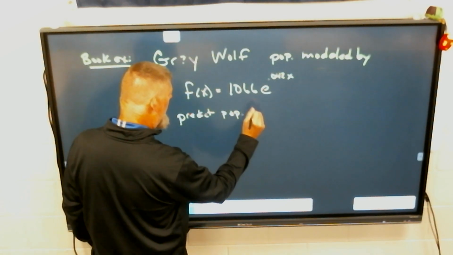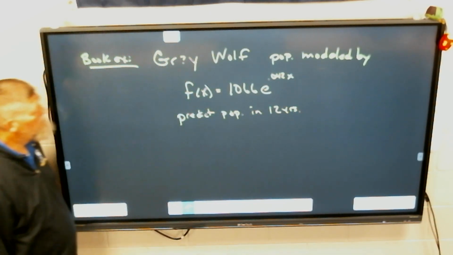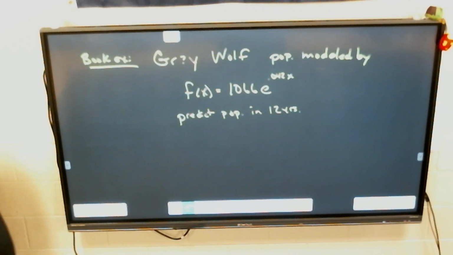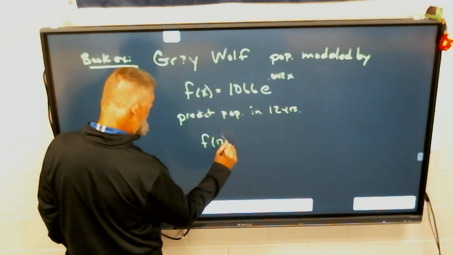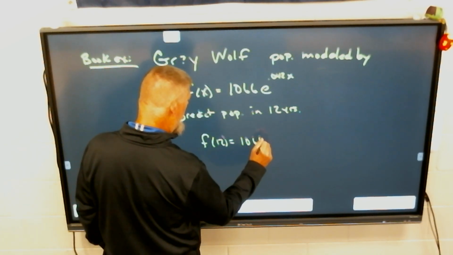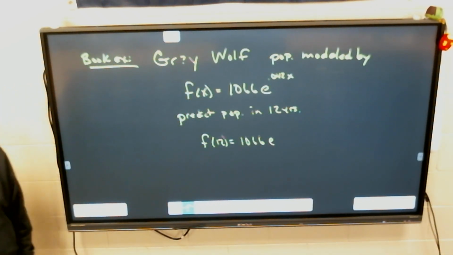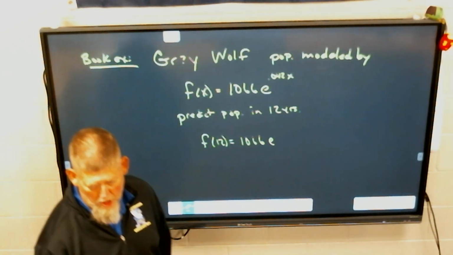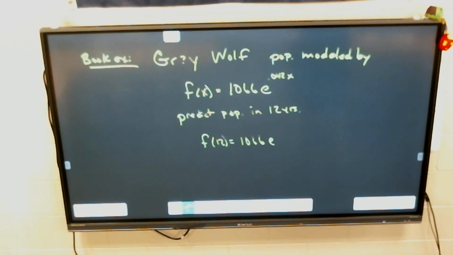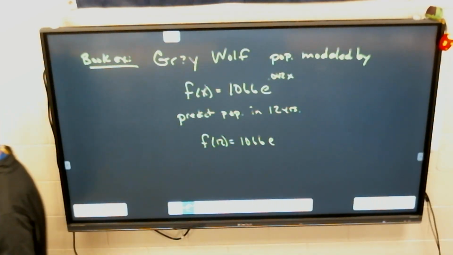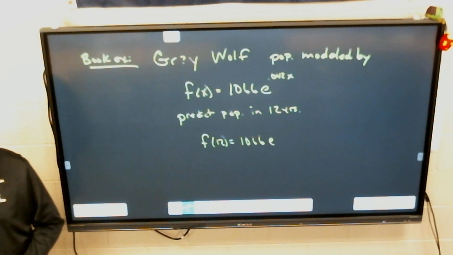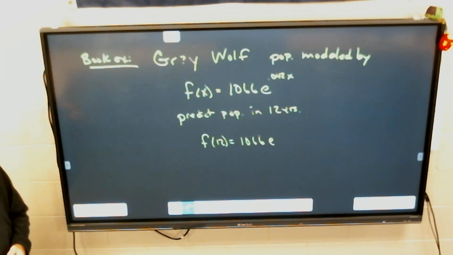Then it says predict the population in 12 years. So basically, all it's asking you to do is to find f of 12. In your calculator, you're going to do 1066, and then you're going to use the button E. If you notice on your calculator, it's probably underneath or above the natural log function. It'll say ln. So does E go first? You'll do 1066 times e to the x power, then put in 0.042 times 12.